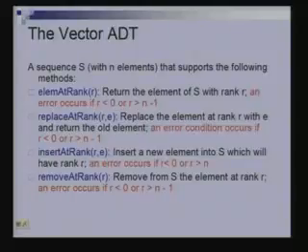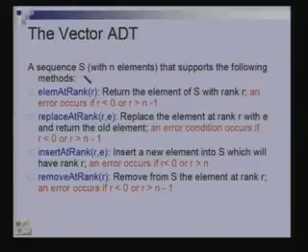The vector data type is a sequence of n elements that supports these methods. These are indicative methods, these are not all the methods. So essentially a vector is a sequence where there is a notion of rank with every element of the sequence.